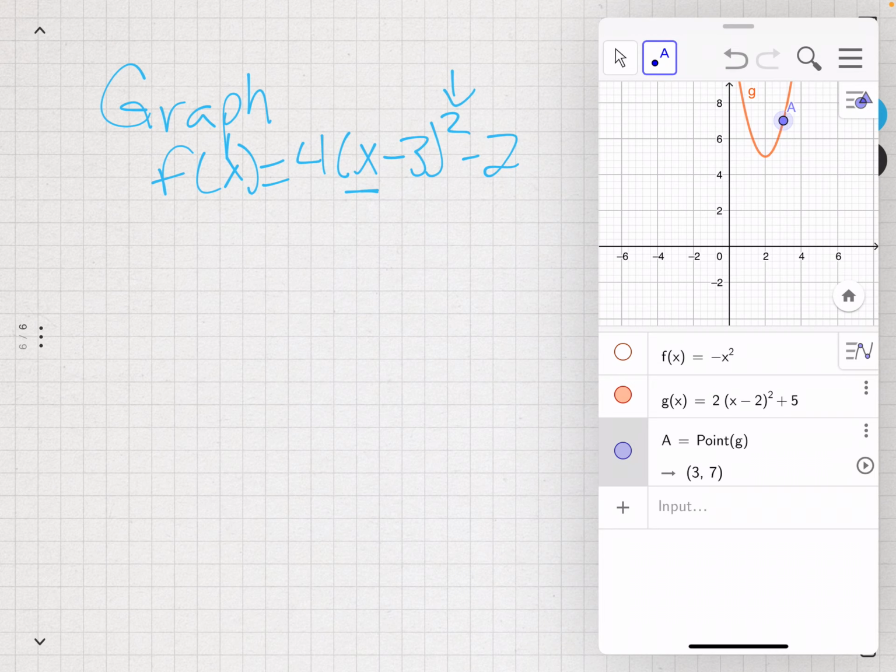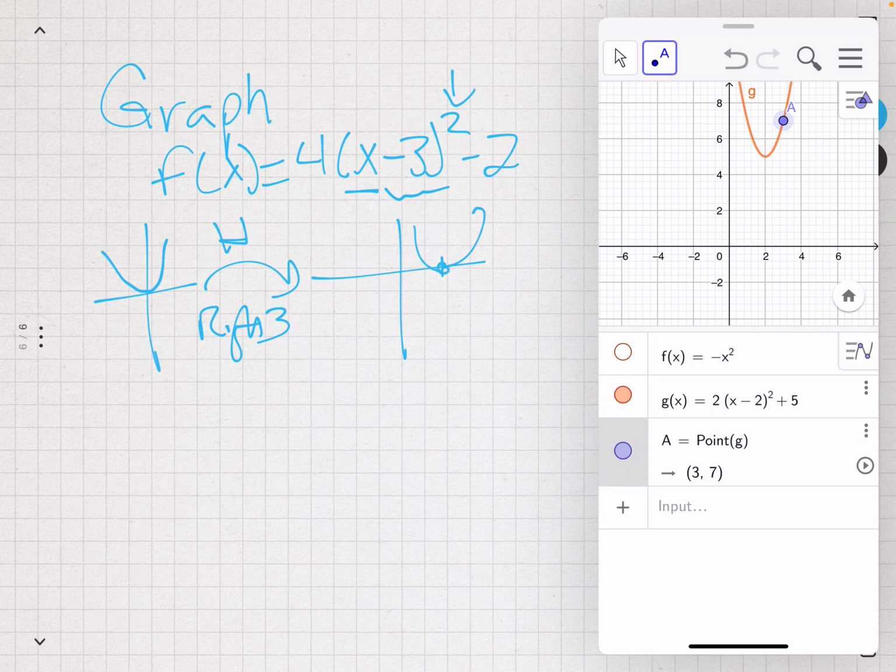So we have our squaring function, so we know that it starts like this. And then our h step, minus 3 means right 3. And so now we have something that looks like this. And then our stretch is times 4, so it's going to get a lot skinnier.